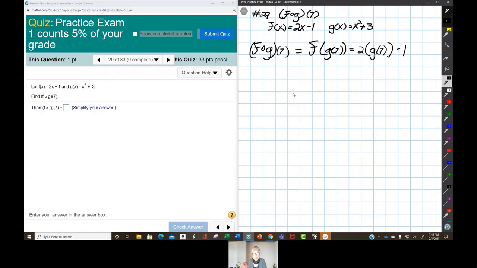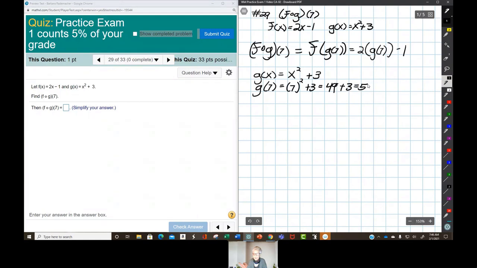Well, I have to find out what g of 7 is. Okay, g of x is x squared plus 3. G of 7 puts a 7 in for the x. Seven squared is 49, plus 3 equals 52. So g of 7 is 52. That means I go back up here, or I bring this down.